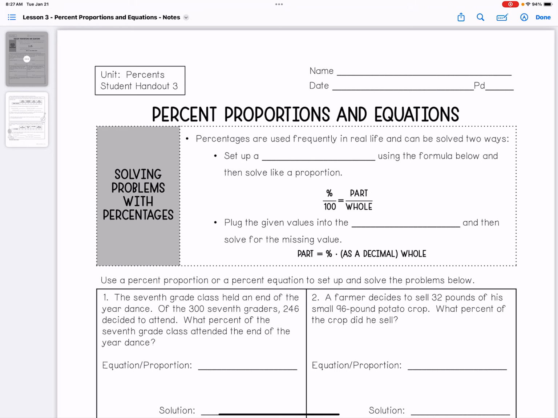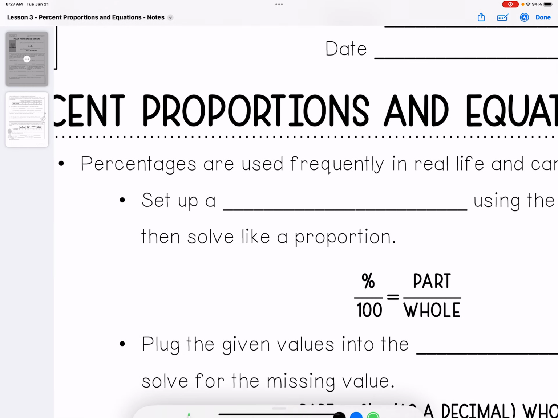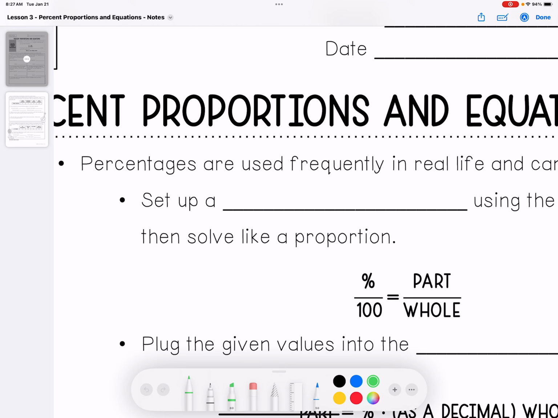All right, let's fill in the blank. Set up a percent proportion, using the formula below. All right, I'm going to give you some hints.